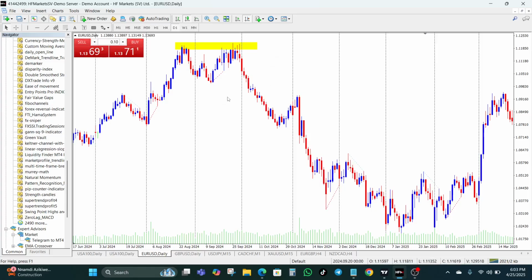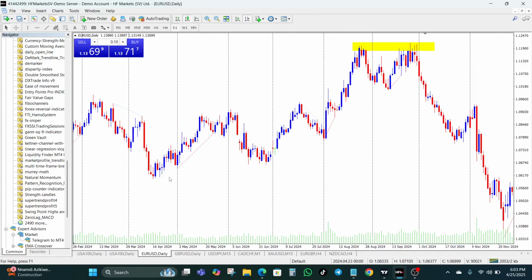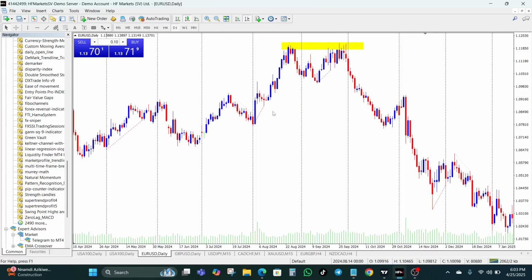So this indicator is ideal for traders who understand the concept of liquidity grabs, stop hunts, and smart money movement. If you are looking to avoid false breakouts and get in at levels where institutional activity is likely happening, the liquidity finder on MT4 is your best friend. So just take advantage of these dynamic levels that are being spotted by this indicator.